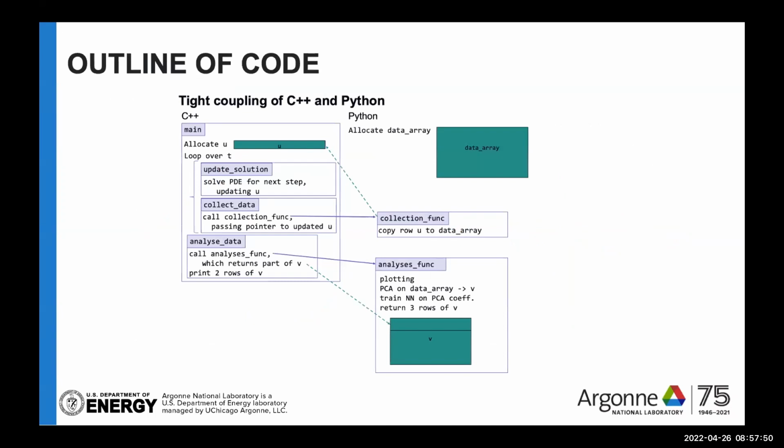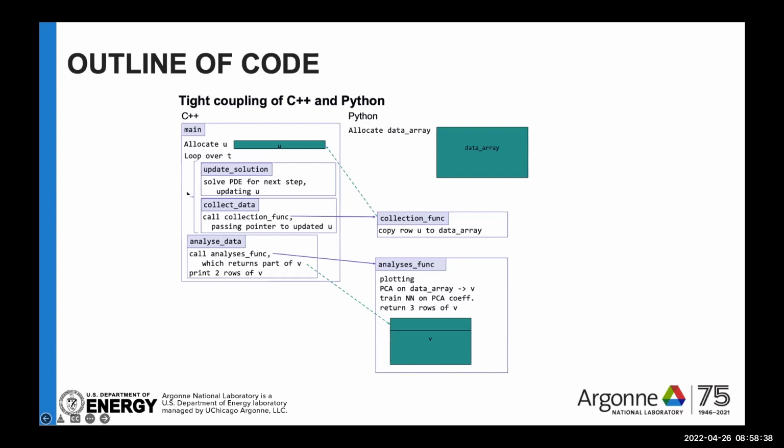Before we open up the code, here's a diagram of what's happening. In C++, we allocate a 1D array U, and that is the spatial discretization in 1D. We loop over time, solving the PDE, Burgers' equation, one step forward, updating U. And we have a Python function to collect the data, so we're passing a pointer to the updated U. Over in Python, we have a global array, and it's copying U into a new row. So over in Python, we're keeping track of U as it evolves.